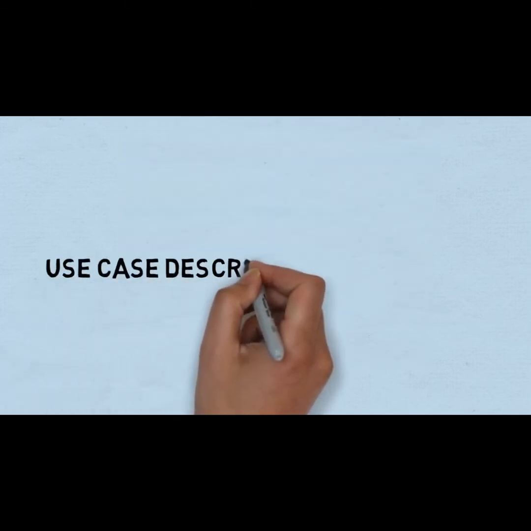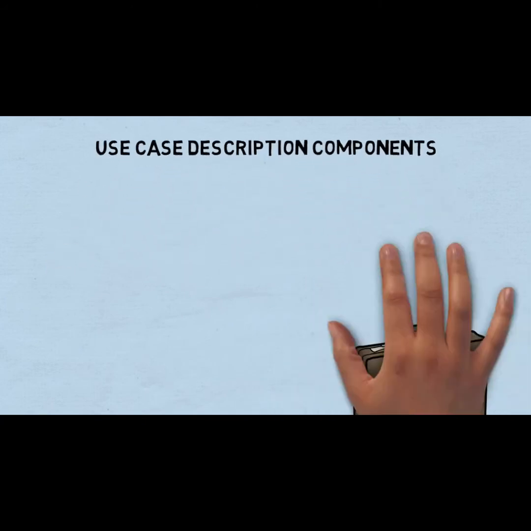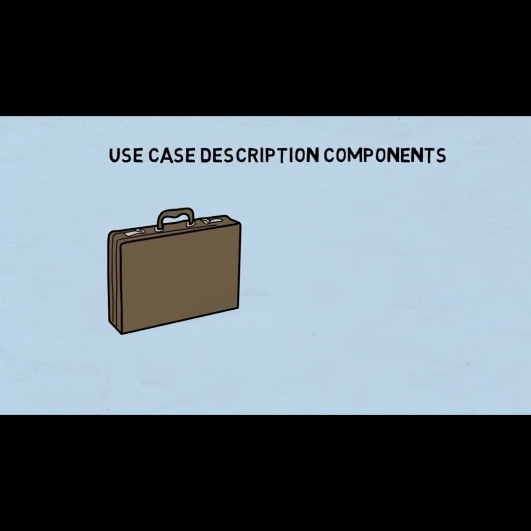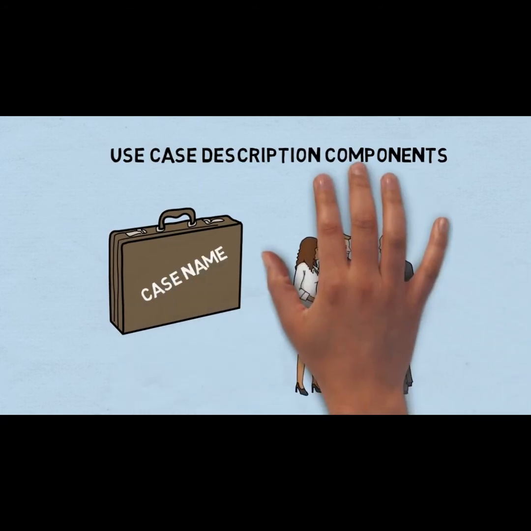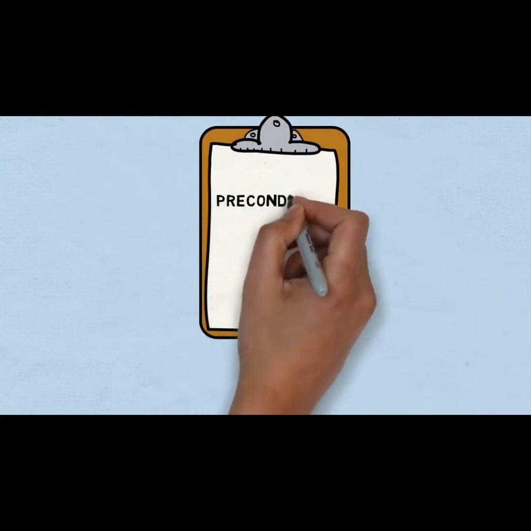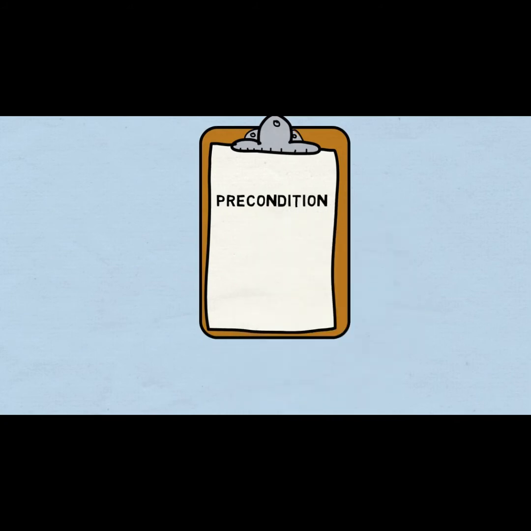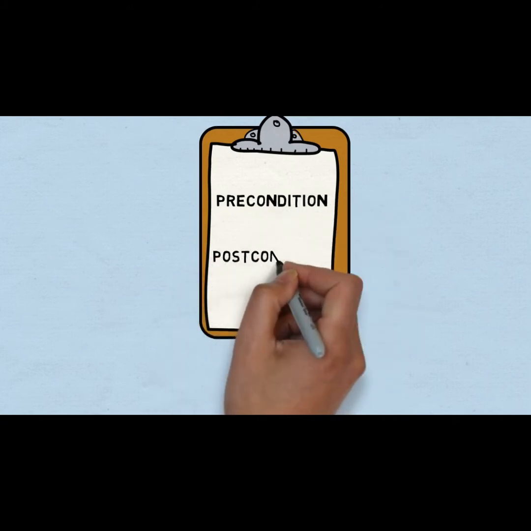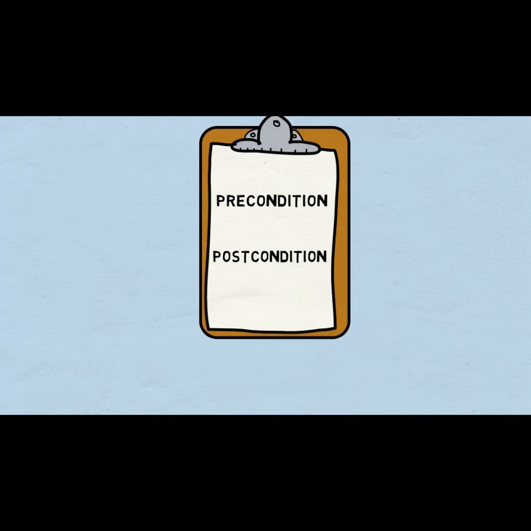Use case description components. The use case description will contain the use case name and scenario name. A use case has actors and stakeholders. A use case description has two conditions: precondition and postcondition. A precondition is a set of criteria that must be true prior to the initiation of the use case. A postcondition is a set of criteria that must be true upon completion of the use case.